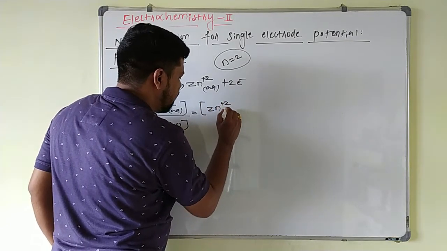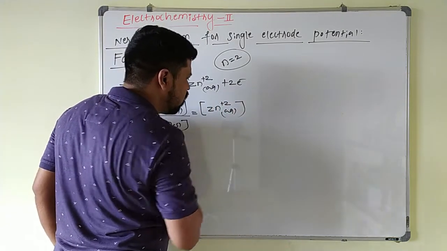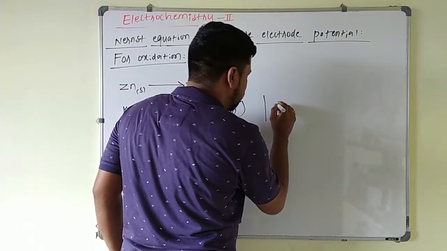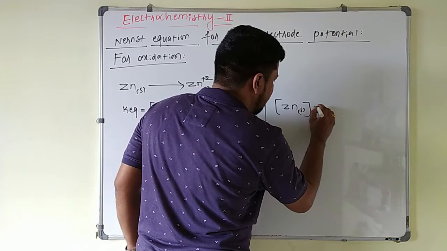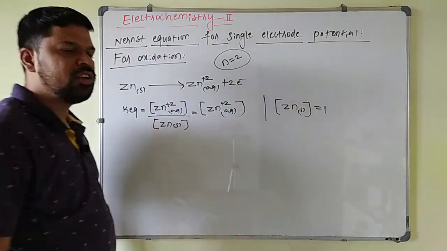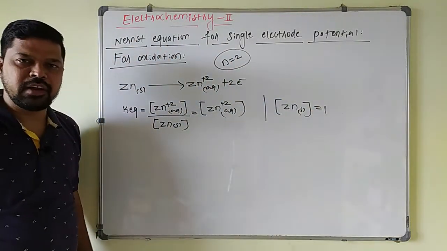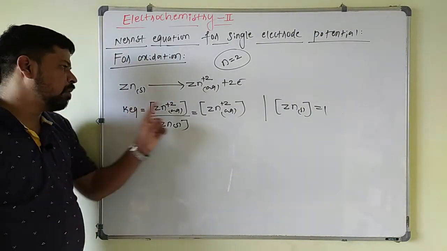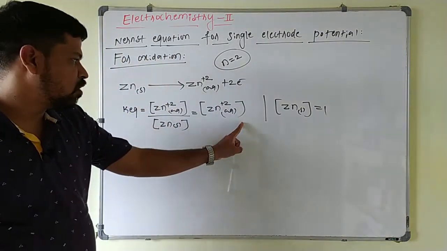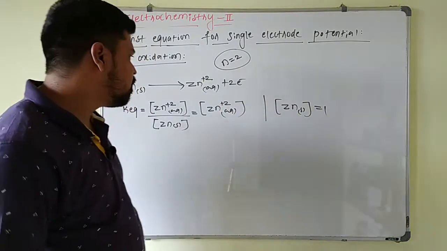So this is equal to the concentration of Zn plus 2 ion here, because the concentration of zinc in the solid state is taken as what? 1. The concentration of pure solid and pure liquid is taken as what? Unity. That's why this becomes 1. So K equilibrium is equal to what? Just the molar concentration of zinc plus 2 ion.